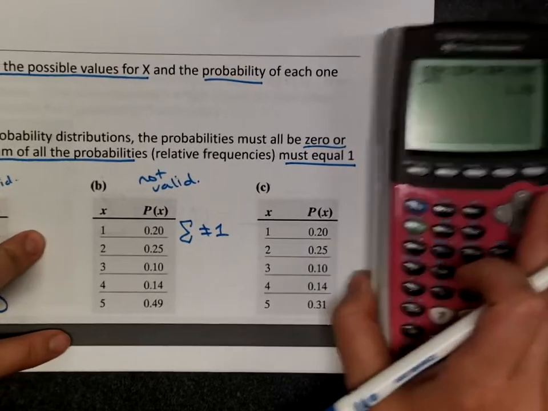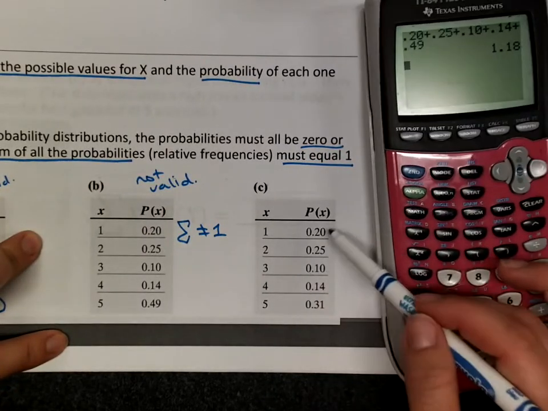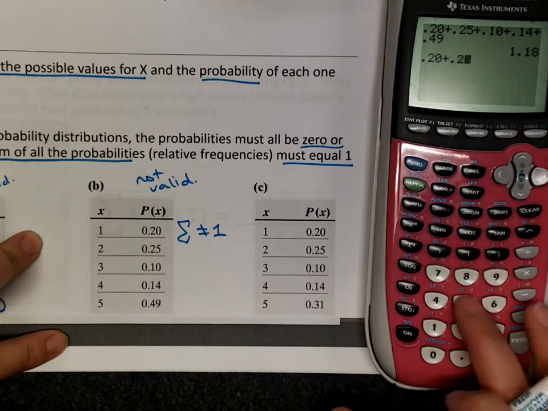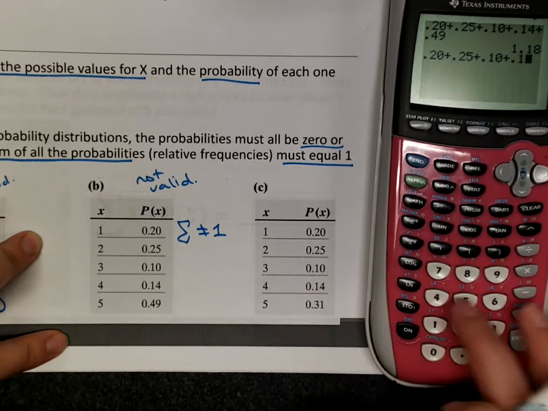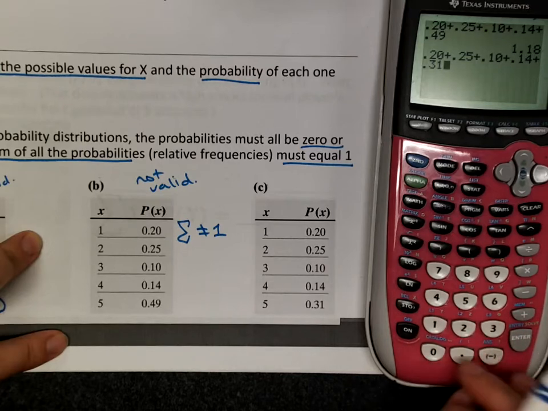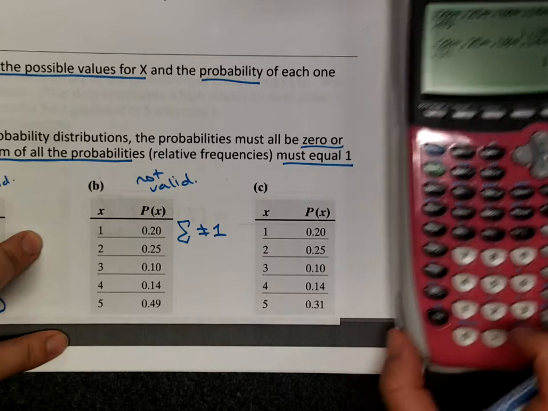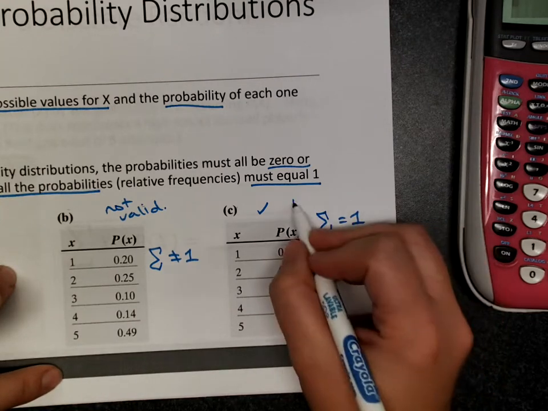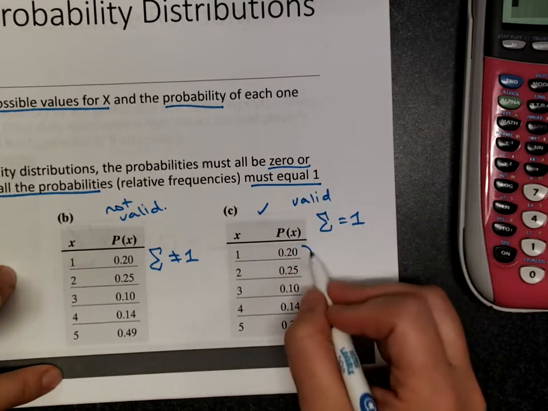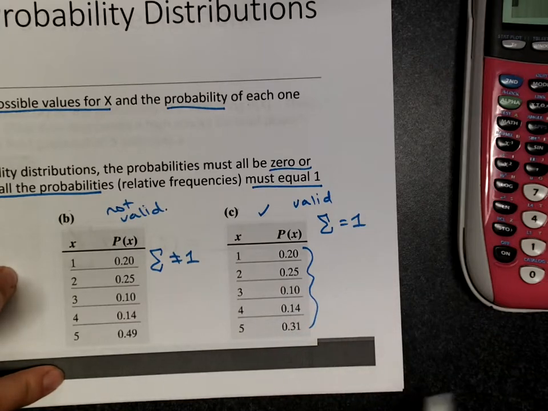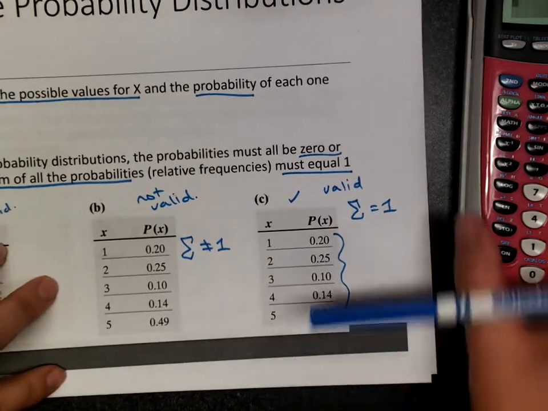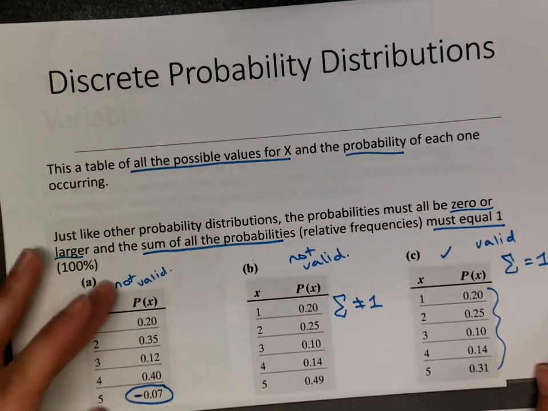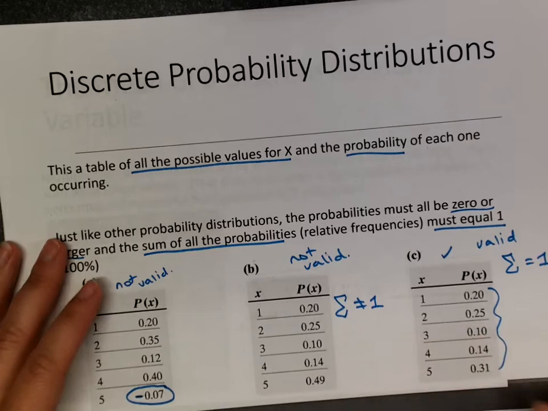And then part C, or chart C, looks like they're all valid between 0 and 1. Let's see if they add up to 1. And they do. So the sum is equal to 1. All of these values are positive, and none of them are greater than 1. So that's a valid model. So again, it's just like Chapter 5. Nothing can be negative, nothing can be greater than 1, and the sum needs to be exactly 1.